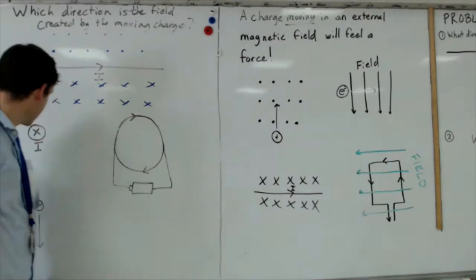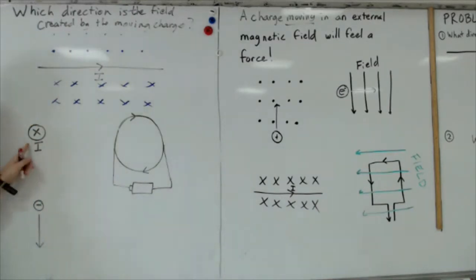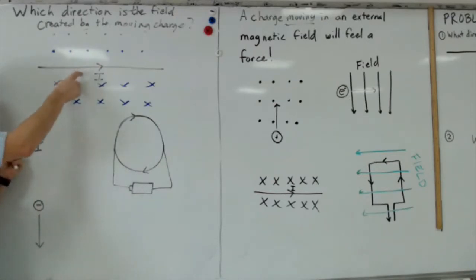Okay, let's try the next one. So this one we now have, it says that the current, remember, is always referring to positive charge. Even though we know that it's the electrons that are moving, current is the positive charge. All right, so current here, it gives me an X. So it's saying the current is going into the page. So again, we want the field.